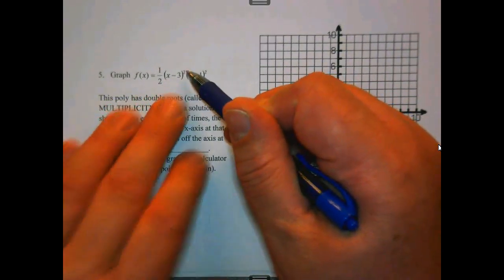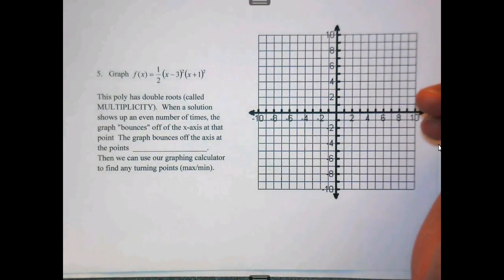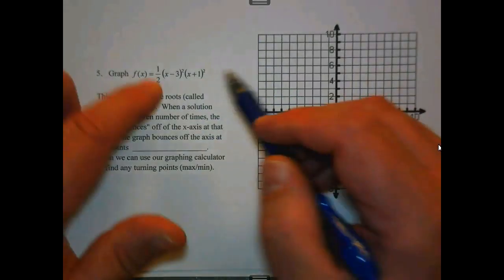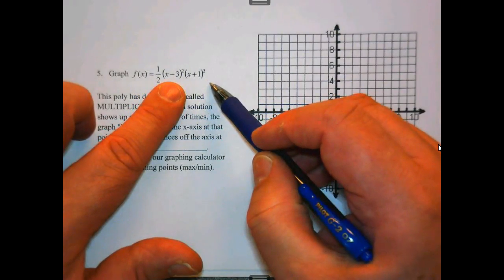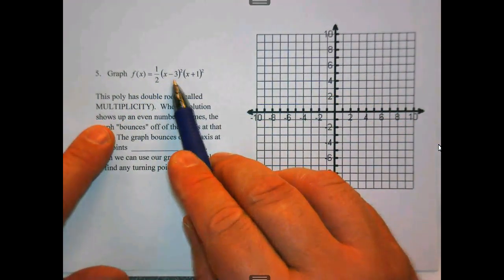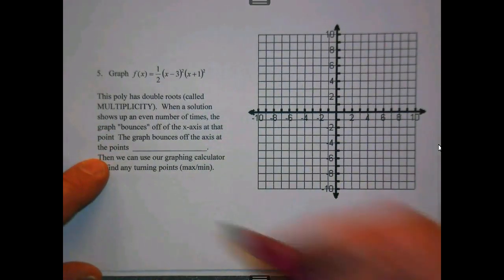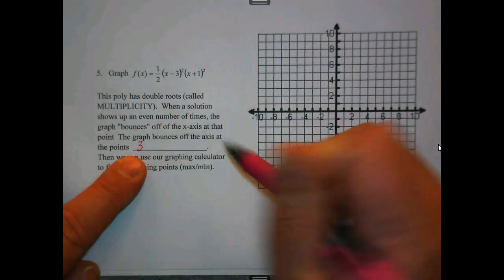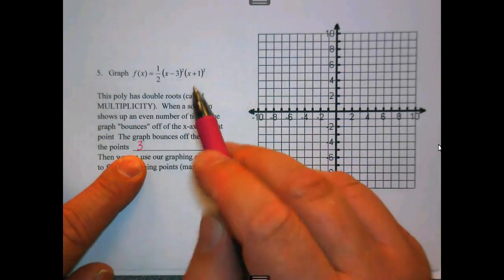Now, we know what the zeros are. We don't even have to graph this to figure out what the zeros are because it's in factored form. Remember, we set each one of these equal to 0 to get the zeros? So if I set x minus 3 equal to 0, I get positive 3, right? But since it's squared, this has a multiplicity of 2. Remember we talked about that?